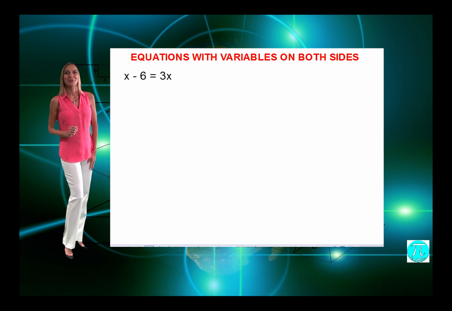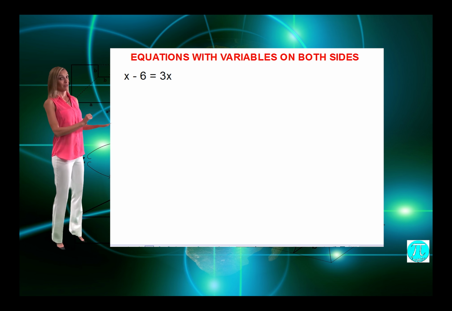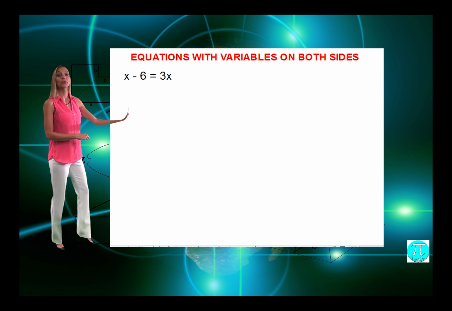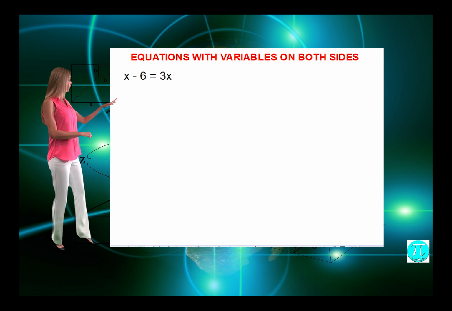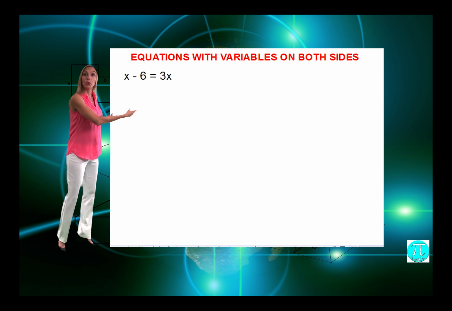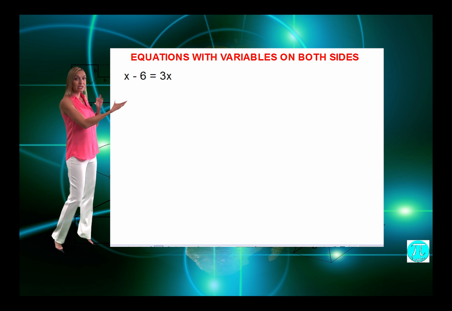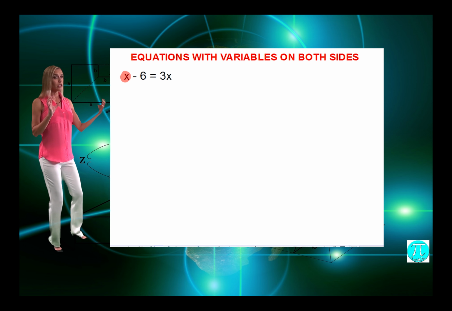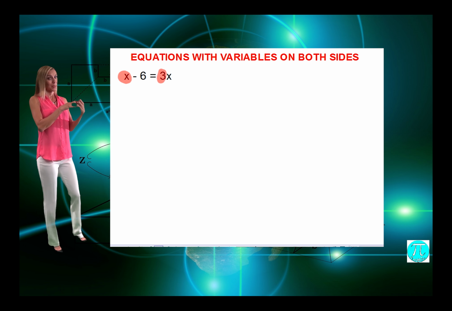Equations with variables on both sides. If you look at this example, x minus 6 equals 3x. We have a variable on the left side as well as a variable on the right-hand side, right? And they're both x. These two variables want to be together. We need to combine them, right? They always want to be combined.